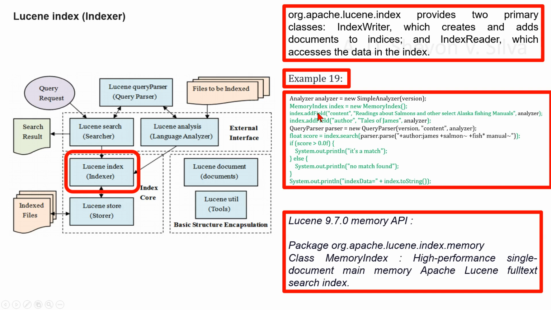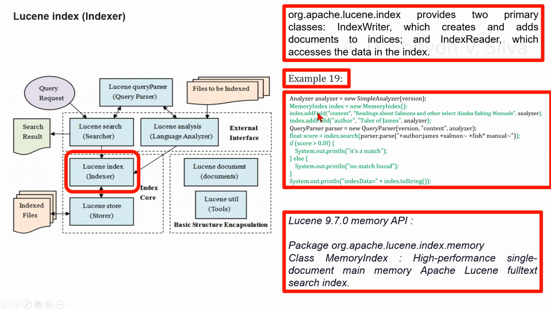matchmaking, combining structured and fuzzy full text search in real-time streaming applications such as XQuery-based XML message queues, publish subscribe systems for blog newsfeeds, text chat, data acquisition and distribution systems, application level routers, firewalls and classifiers, etc. Rather than targeting full text search in infrequent queries over huge persistent data, archived historic search, this class targets full text search of a huge number of queries over comparatively small transient real-time data.